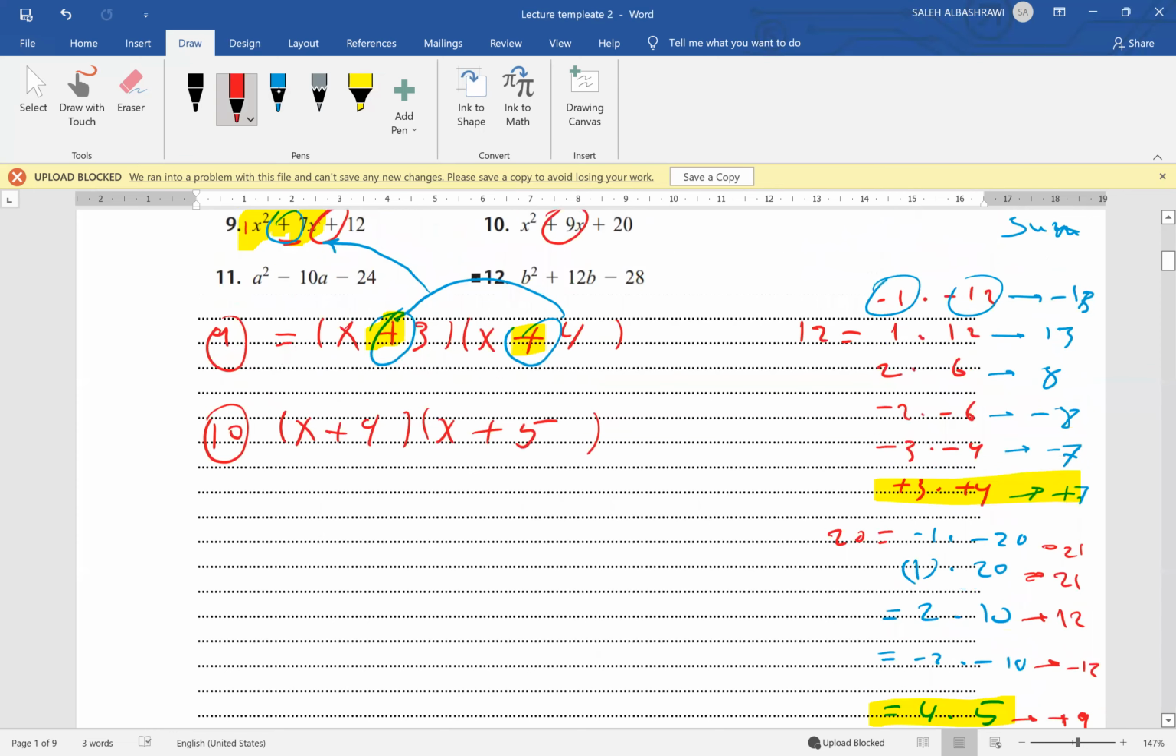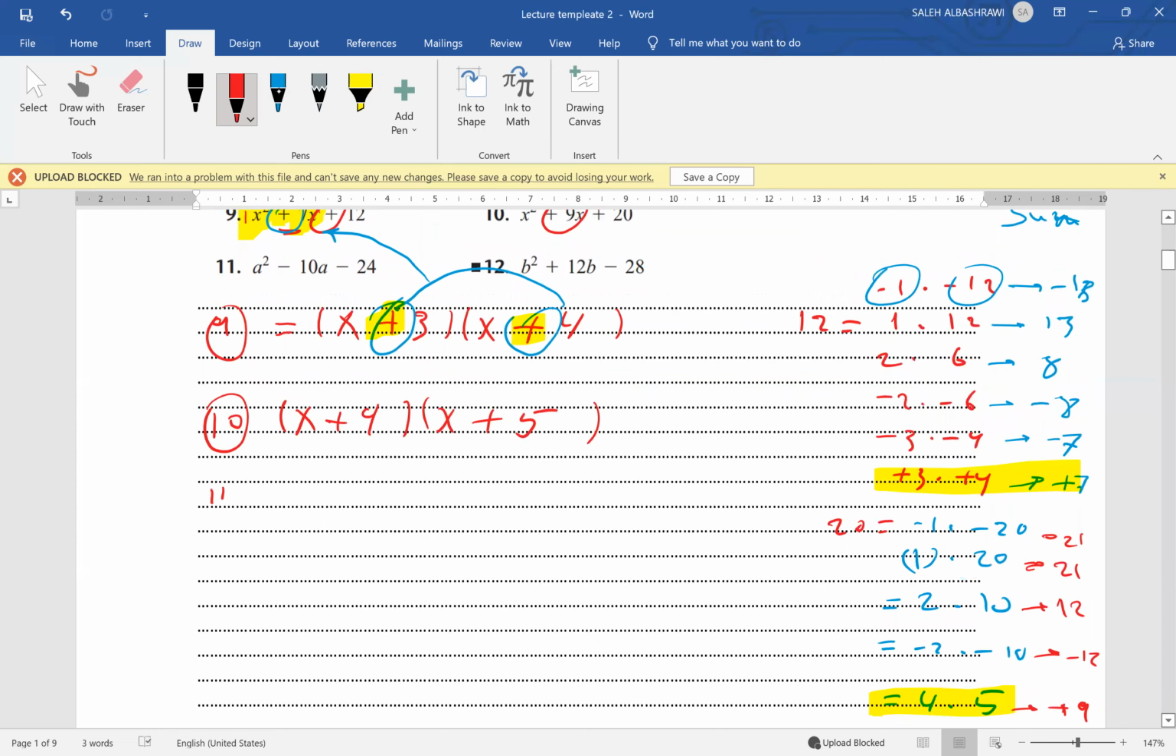Next one, number 11. I have a squared minus 10a minus 24. So this will be factored out as a product of two binomials. Since I have the coefficient of a squared equal to 1, it is a multiplied by a. Now I need two numbers. Their multiplication equal to minus 24 and their sum equal to minus 10.